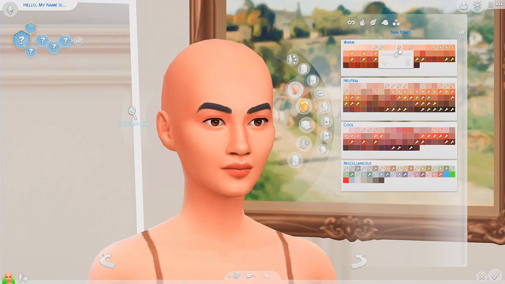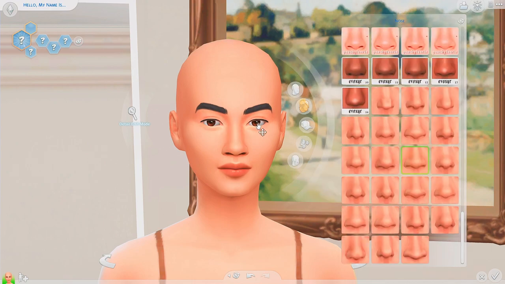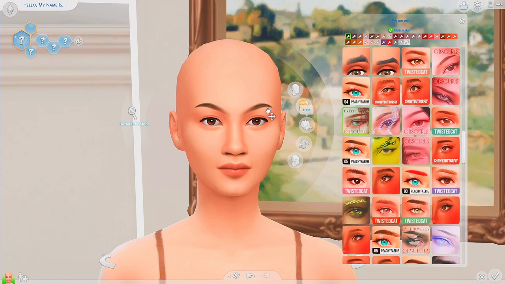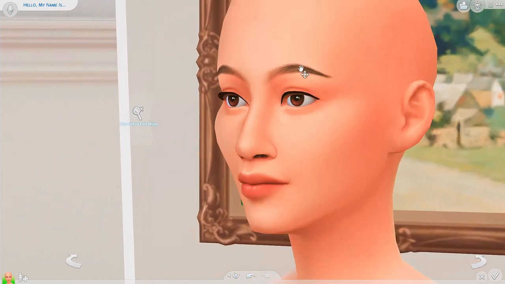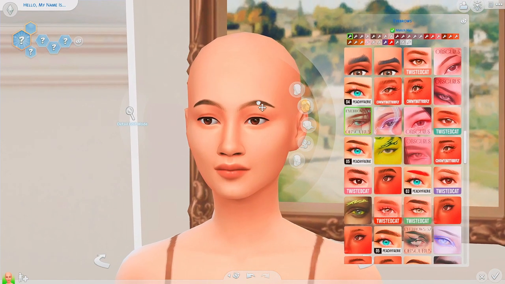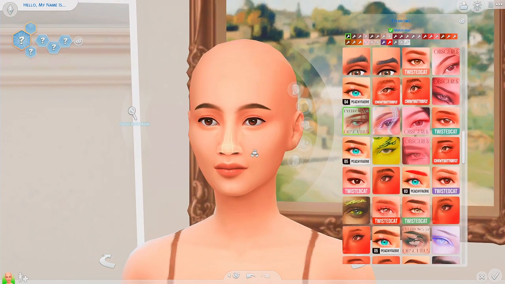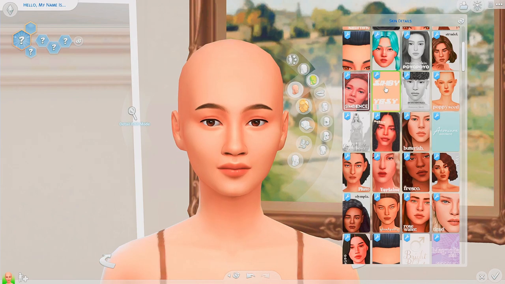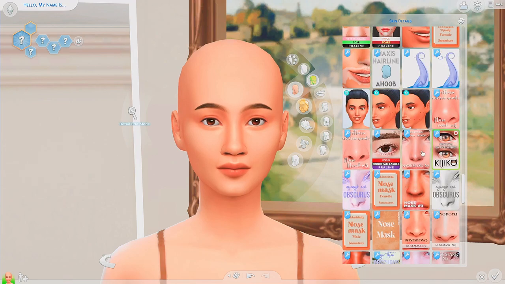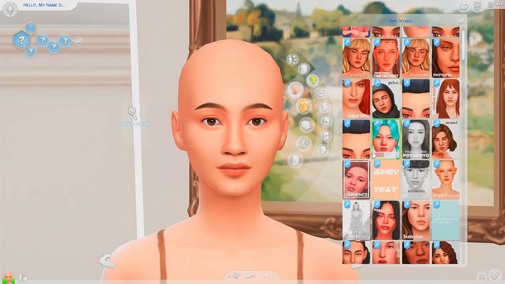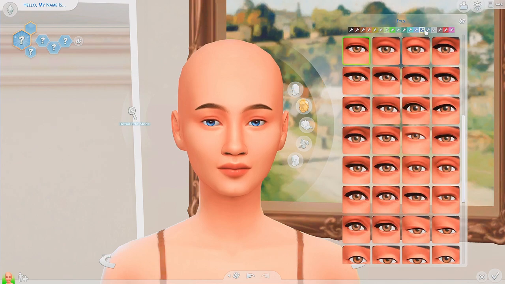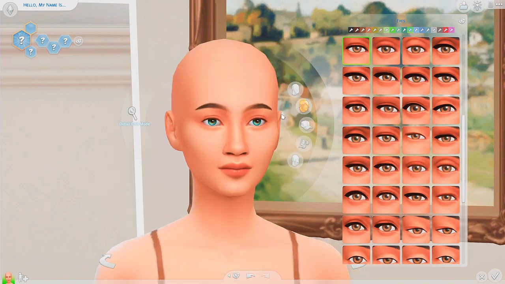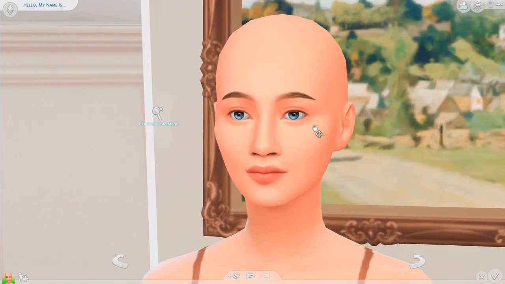I'm back with another Create a Sim video, and this time I am doing the Stereotypical Barbie Create a Sim. Honestly, I had so much fun creating Barbie. I went for a very stereotypical look for her, because the storyline of the Barbie movie is about stereotypical Barbie and her life being a Barbie, and also about her friend Ken. So I decided to go for a stereotypical Barbie.